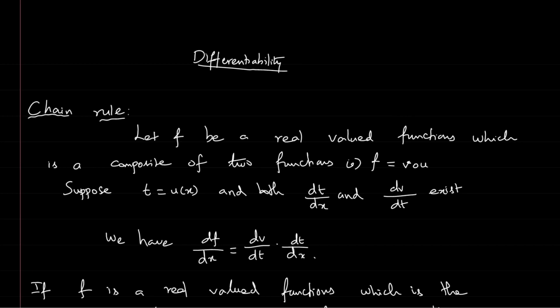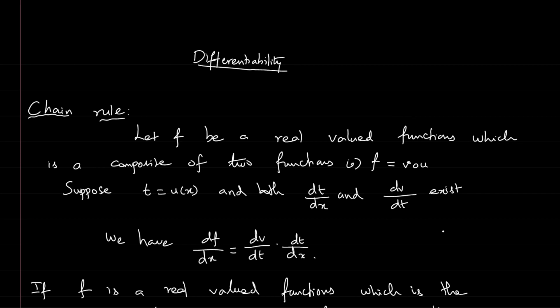Today we are going to see differentiability chain rule. So what is the differentiation for composite functions? Let f be a real valued function which is a composite of two functions, f is equal to v composite u. Suppose t equal to u of x and both dt by dx and dv by dt exist, then we have df by dx is equal to dv by dt into dt by dx. This is the chain rule.